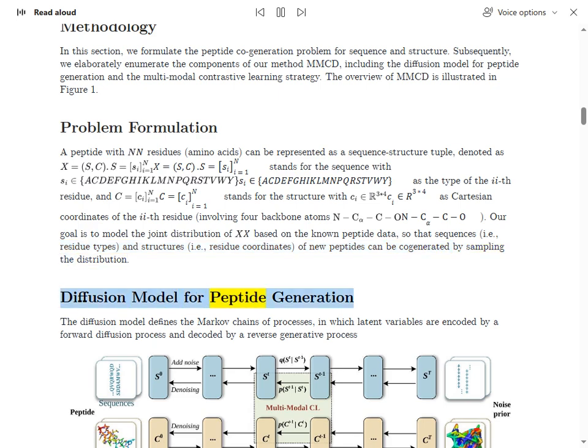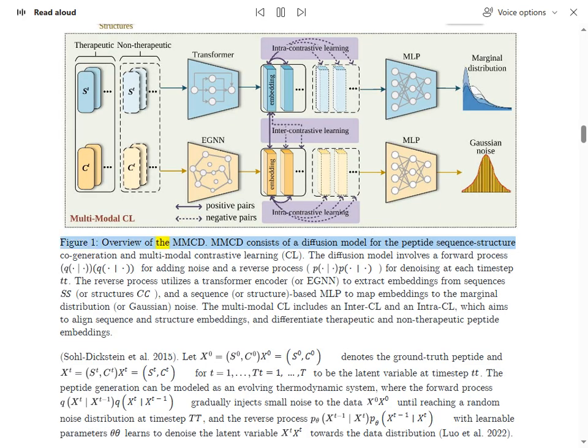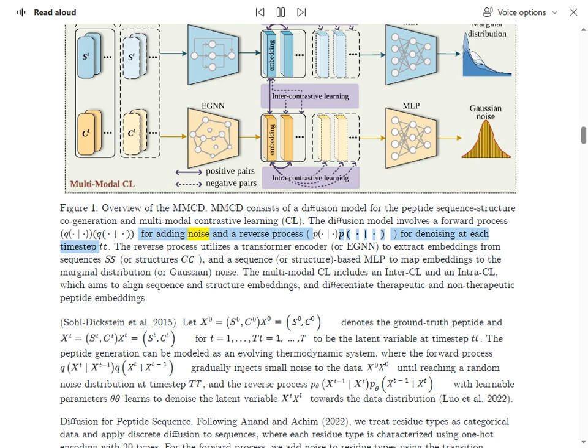Diffusion model for peptide generation. The diffusion model defines the Markov chains of processes in which latent variables are encoded by a forward diffusion process and decoded by a reverse generative process. Figure 1. Overview of the MMCD. MMCD consists of a diffusion model for the peptide sequence structure cogeneration and multimodal contrastive learning (CL). The diffusion model involves a forward process, q, for adding noise, and a reverse process, p, for denoising at each time step t.